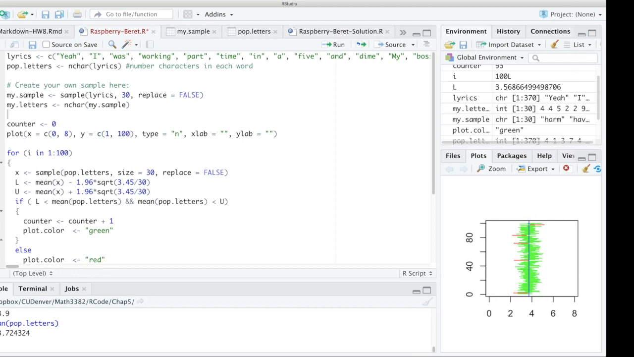Okay, and so let's imagine that I don't know what the population mean is. That's usually the situation that I'm in. But instead, let's at least approximate the standard error for this distribution. So we're told in the problem that the variance is 3.45 letters. And I could verify that.